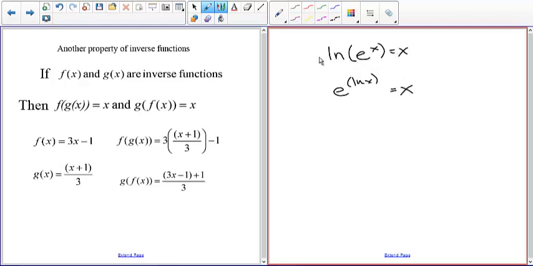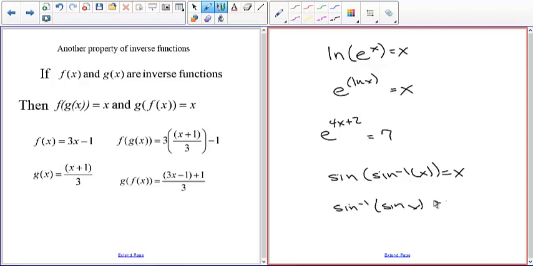And it allows you to solve, if you have an equation like e to the 4x plus 2 equals 7, how do you solve for x? Because it's not an algebraic equation. So this will help us do that. Again, that'll be later in this semester. The other special case that we're going to use a lot is the sine of the inverse sine of x equals x, and the inverse sine of the sine of x equals x.